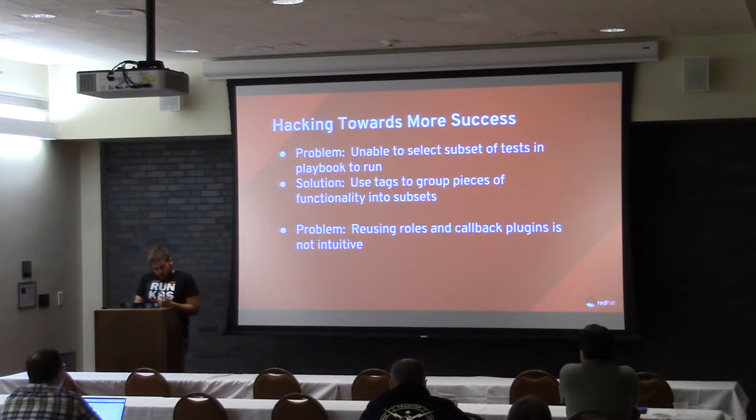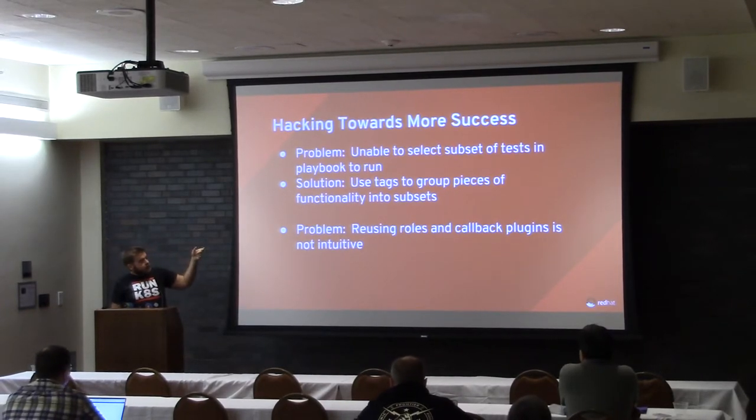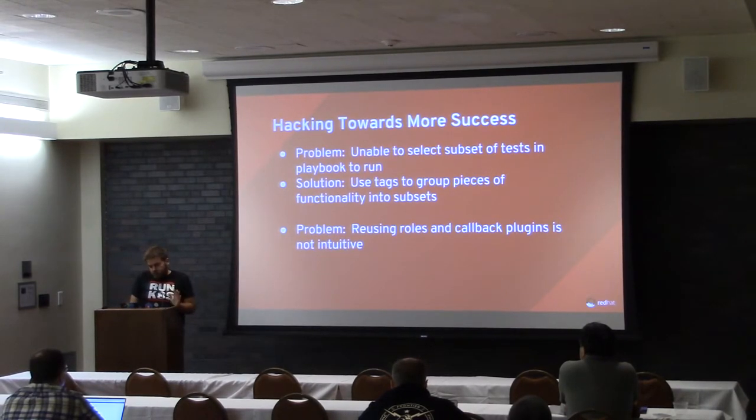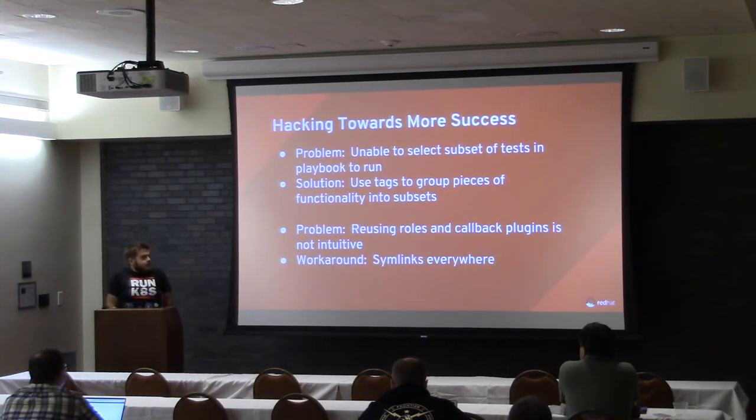The way our repo is set up right now is that at the top level, we have a roles directory, a callback plugins directory, and then a test directory. The test directory has all the playbooks, which require the roles at the top level. You could do a relative call to the role, but it didn't look pretty to us, so we just symlinked everything. Again, not the best solution, not the prettiest, but it got around it, and it's been working so far. I mean, symlinks are symlinks.